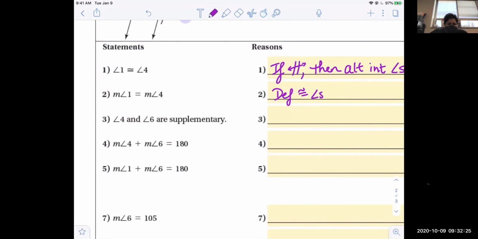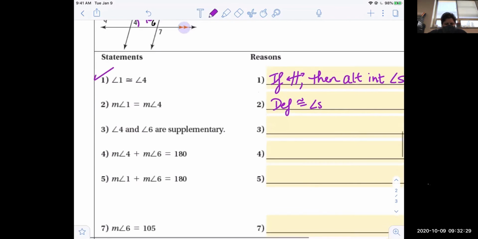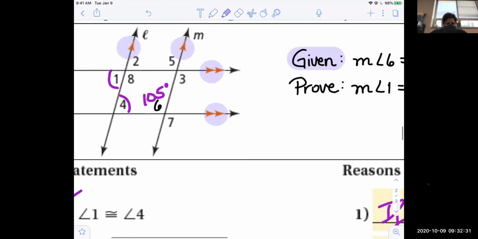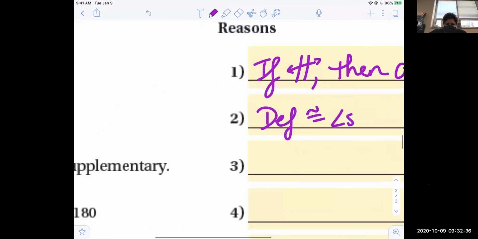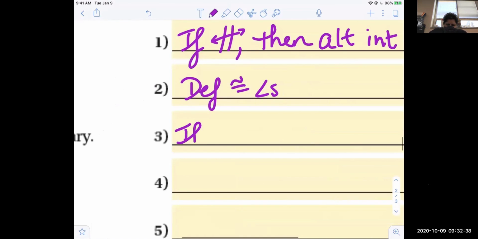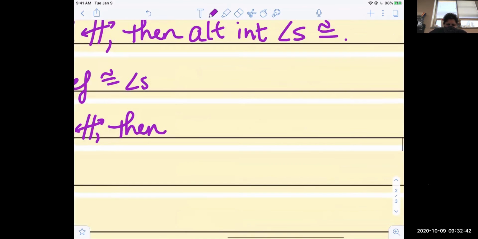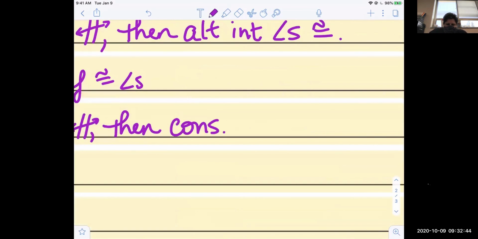Okay, so we use step 1 to get step 2. Where is step 3 coming from? Angles 4 and 6. 4 and 6 are right there. Where's that coming from? Evie? Good. Consecutive interior angles are supplementary.